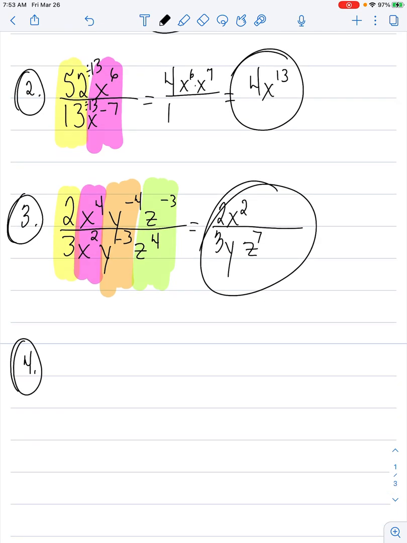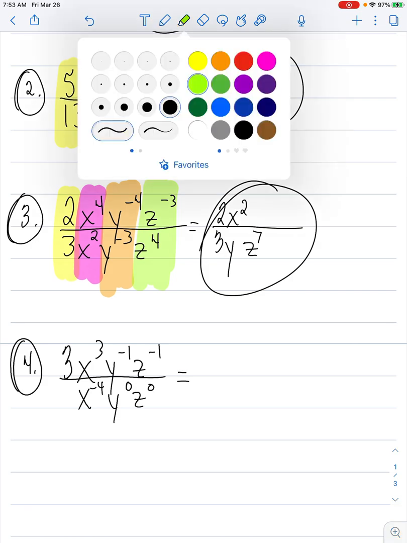Number 4. Let's simplify 3x to the 3rd, y to the negative 1, z to the negative 1 over x to the negative 4, y to the 0, z to the 0. Pause the video, simplify your problem. Now let's check and see how you did.